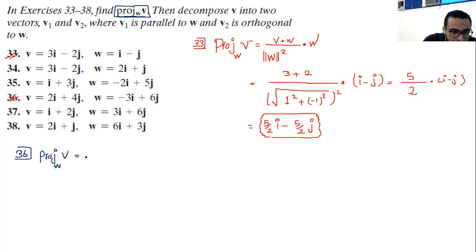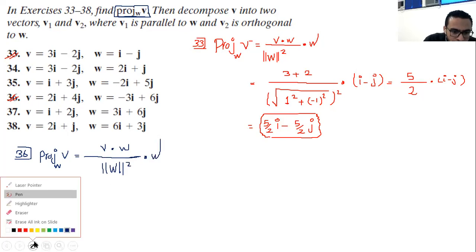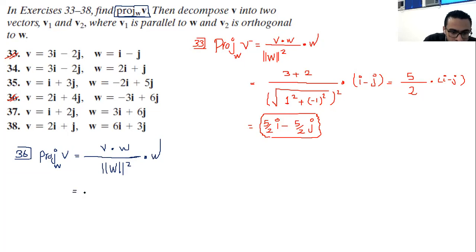The projection is V dot W over the magnitude of W squared, multiplied by W. So V dot W will equal 2 multiplied by negative 3, which is negative 6, and 4 times 6, which is 24.